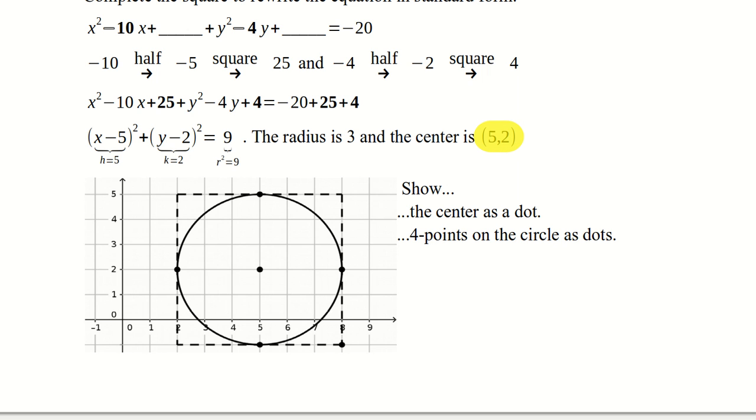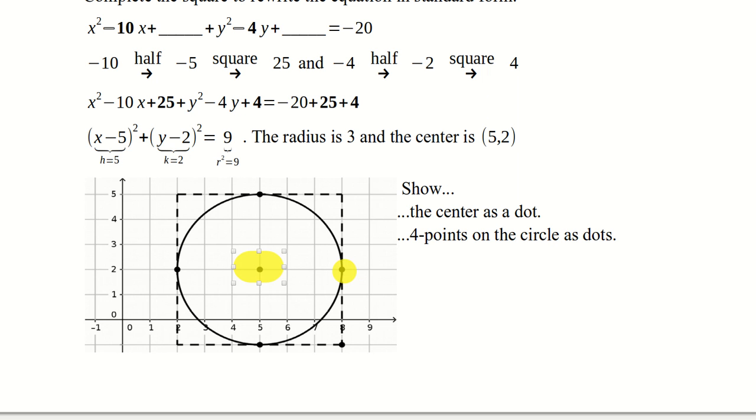So we're going to put a point there at x equals 5, y equals 2. Then we're going to use the center. The center is going to help us find our vertices. We're going to go 3 units to the right, 3 units up, 3 units down, and 3 units to the left. There's one of those vertices. I've put dots at all 4 of them. Notice that I've also drawn a square as a dashed line. That really helps me draw the circle.